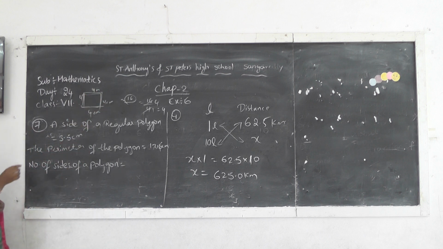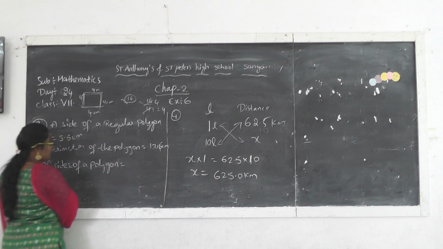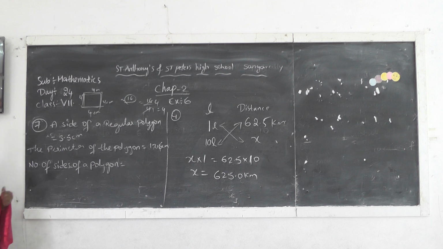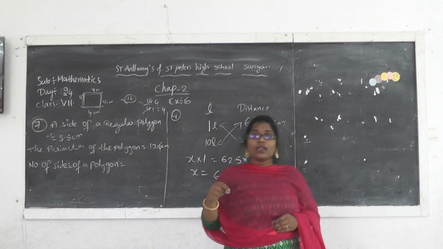In this process, we are given each side's measurement and the total perimeter. To get the number of sides, what do we have to do? We have to divide the total perimeter by the side length of the regular polygon. Are you clear?